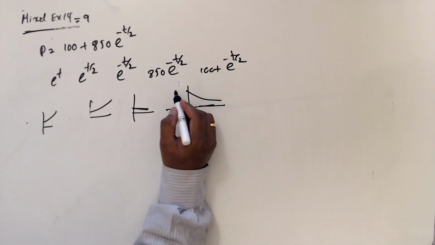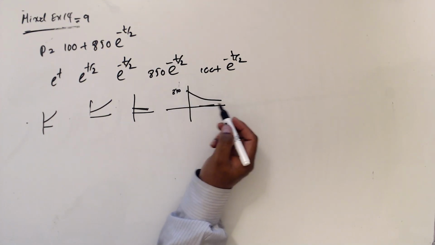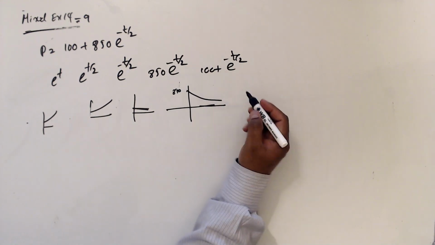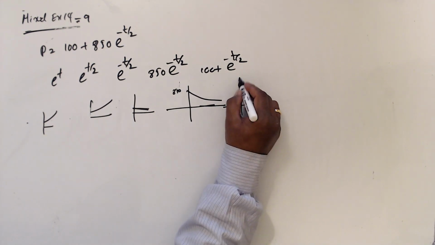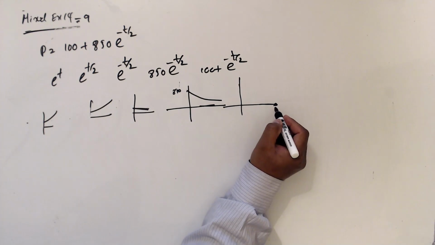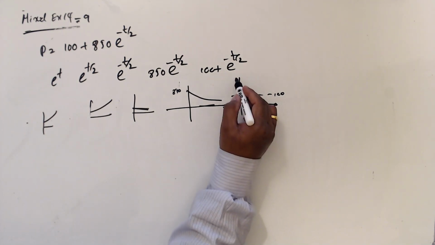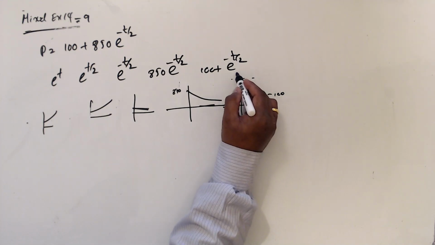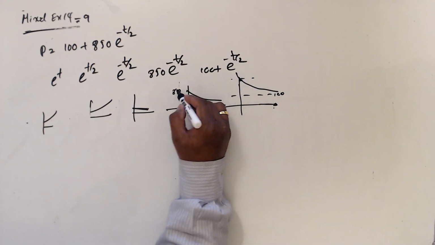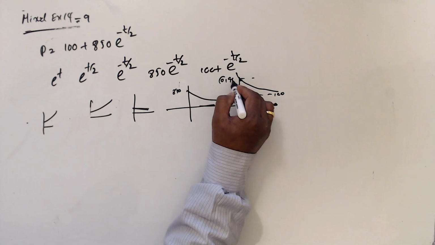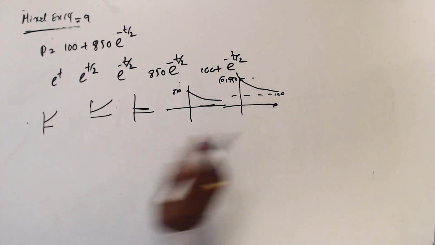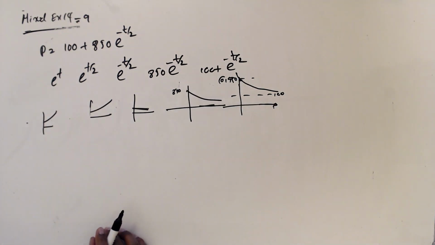So this is 850. Then what you have to do is shift 100 up. So this asymptote becomes 100, and the curve is going like this, and this 800 becomes 950. So that's how you want to look at this.